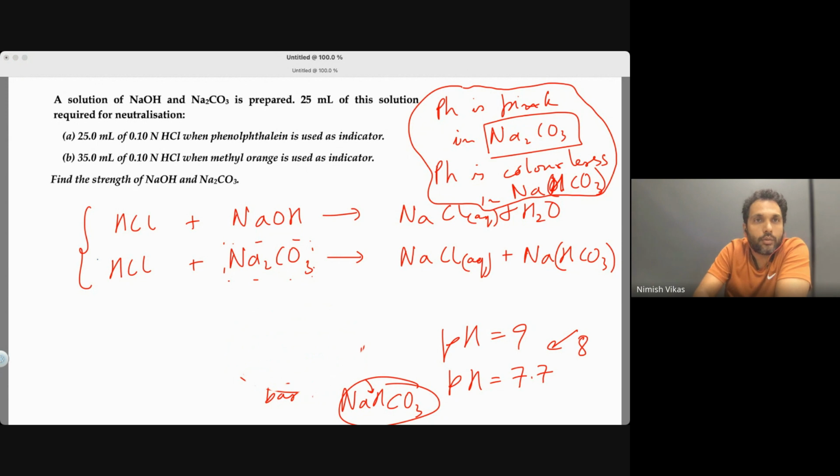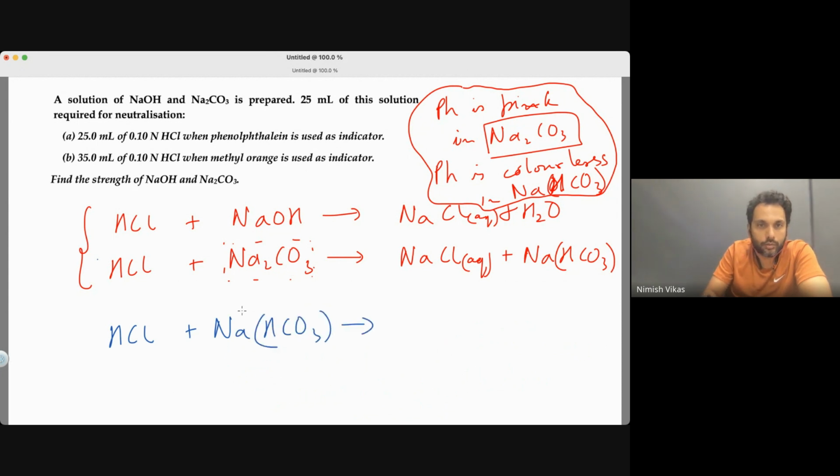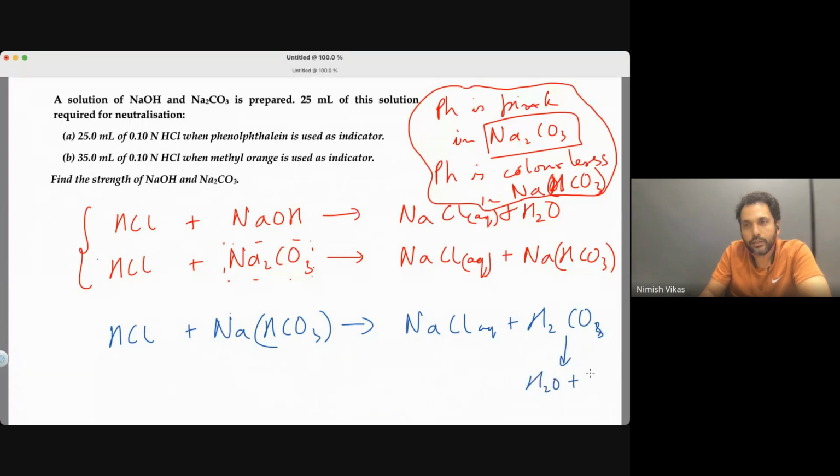So phenolphthalein has shown a color change till the reaction written above. Then you keep on adding HCl more, and this NaHCO3 also, the other Na also gets replaced by the H. Okay. So I can write it as NaCl plus H2CO3, which is literally H2O plus CO2.